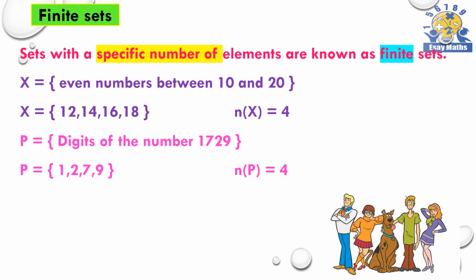We can represent the set P in a Venn diagram. I think now you have the idea. If we can represent a set in a Venn diagram, it's a finite set.